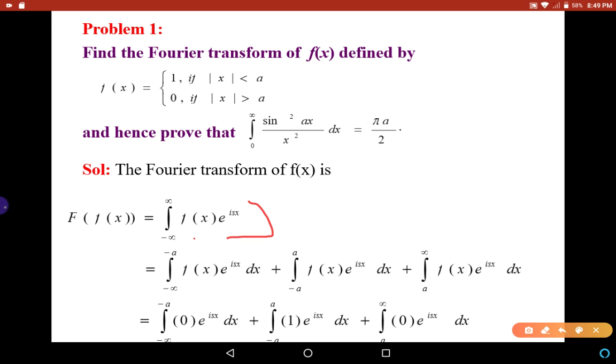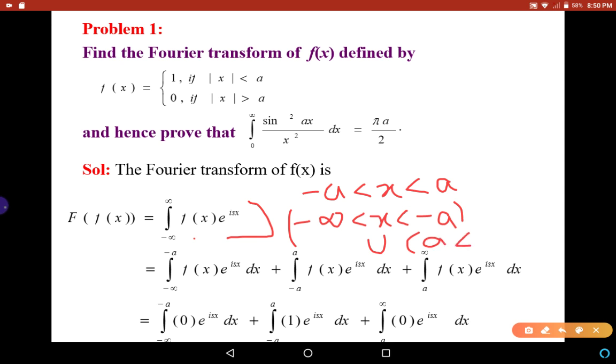|x| < a means x is in the interval minus a to a, that is, minus a < x < a. And if |x| is greater than a, then it means that x lies in the interval minus infinity to minus a union a to infinity, that is, a < x < infinity. So accordingly we split the integral in the definition of the Fourier transform.